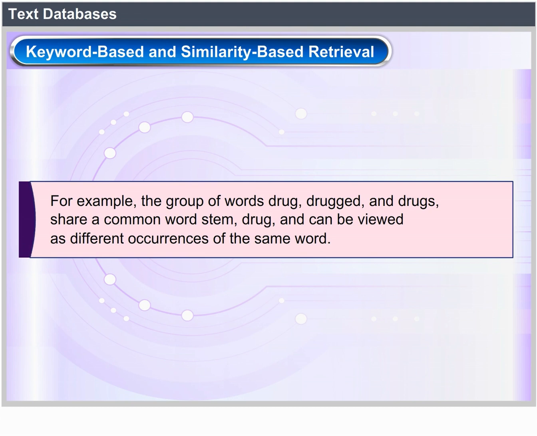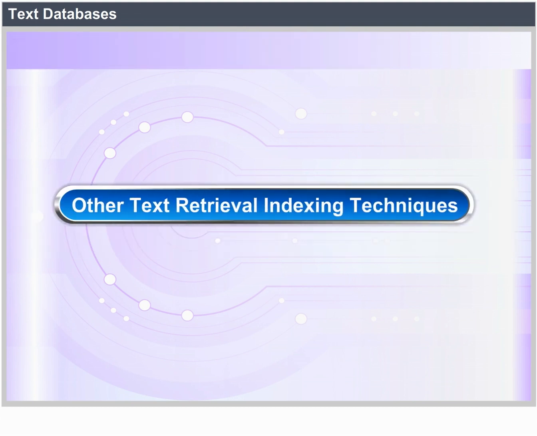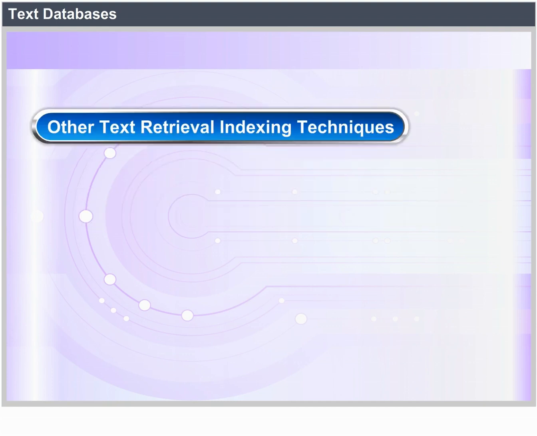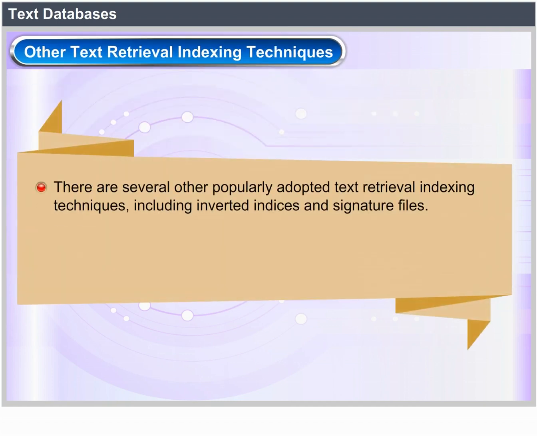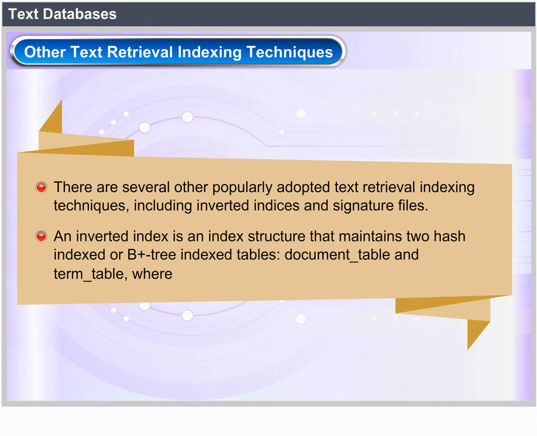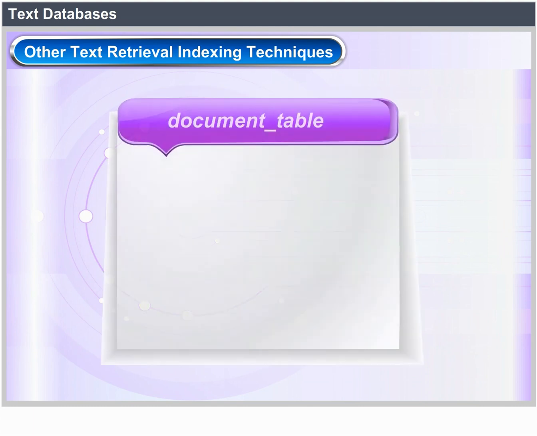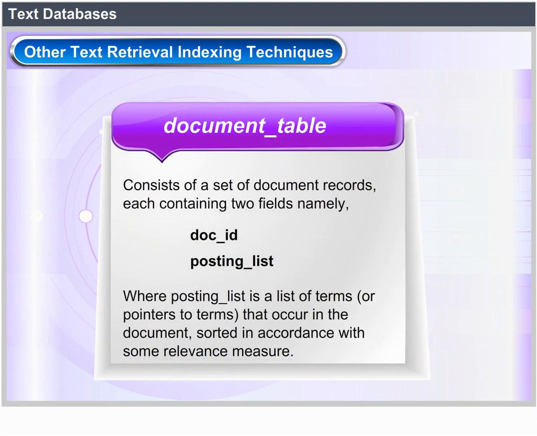Other text retrieval indexing techniques. There are several other popularly adopted text retrieval indexing techniques, including inverted indices and signature files. An inverted index is an index structure that maintains two hash-indexed or B+tree index tables, document table and term table, where document table consists of a set of document records, each containing two fields, doc ID and posting list, where posting list is a list of terms or pointers to terms that occur in the document sorted according to some relevance measure.